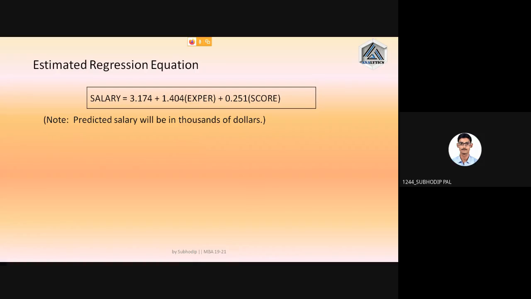Before you write the interpretation, write the equation first, then I'll tell. Salary is equal to 3.174 plus 1.404 into experience plus 0.251 into score. Done? First keep the heading Experience, then underline it in the next line. Experience underlined means that with respect to experience, I am interpreting the equation now.